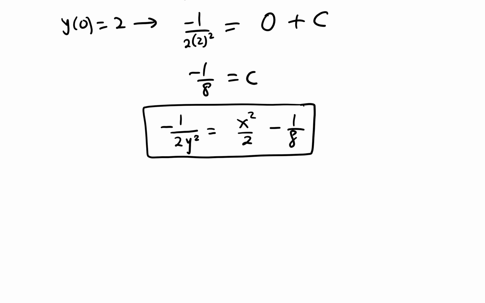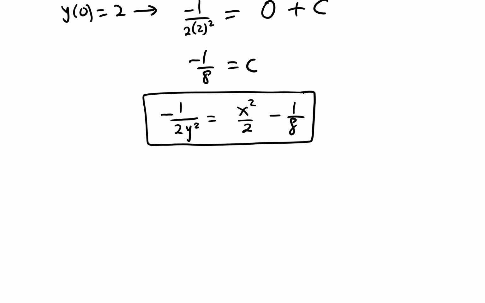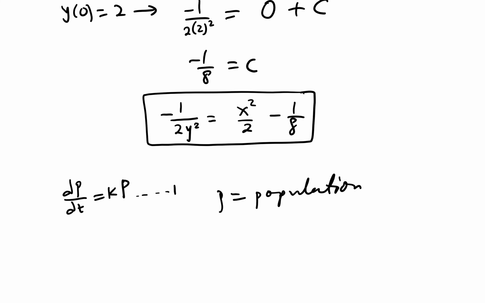So what can be an application to a differential equation? We've seen in calc 1 the differential equation dp/dt equals kp, where p is for population. Let's call it equation 1. Can I use it later on? So dp/dt is kp, and this dp/dt gives us the rate of growth.